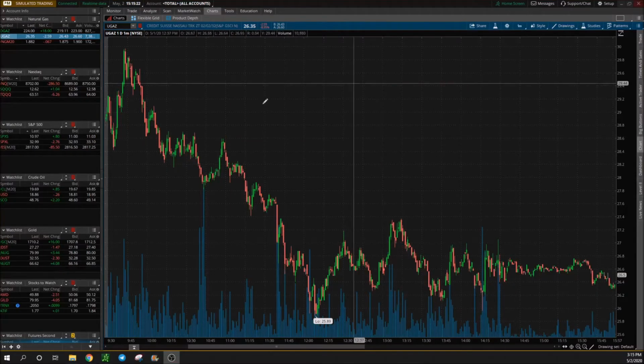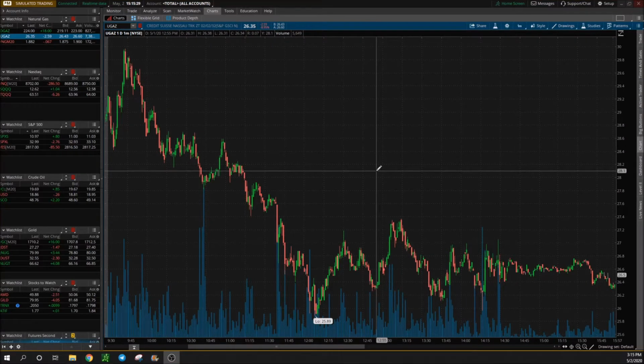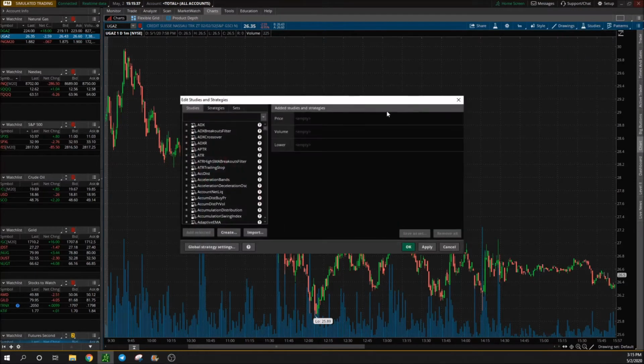Okay, so you can see I have a chart open here for an ETN called UGAZ. Now again, I'm using the Thinkorswim platform. In order to start our RSI indicator, we're going to go to Studies up here in the top right corner, Edit Studies, and there's going to be a little search bar here.